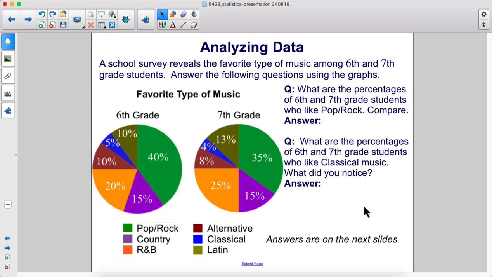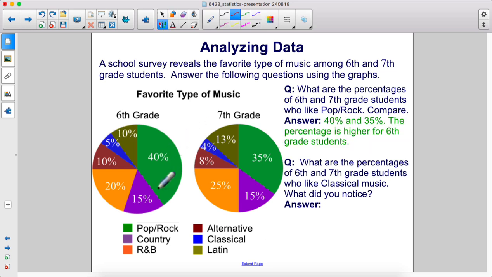What are the percentages of 6th and 7th grade students who like pop/rock? Compare. All right, so pop rock is represented by the green sectors over here. That means that 40% of 6th graders said they liked pop rock. 35% of 7th graders said they liked pop rock. 40 is greater than 35, therefore the percentage is higher for the 6th grade students.